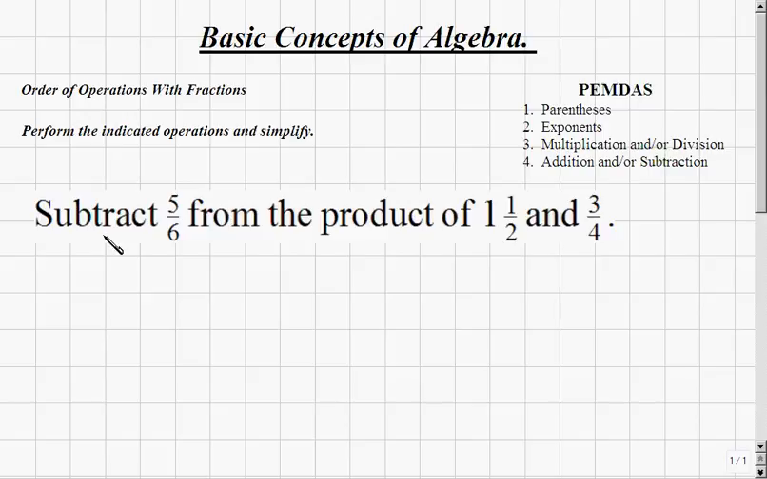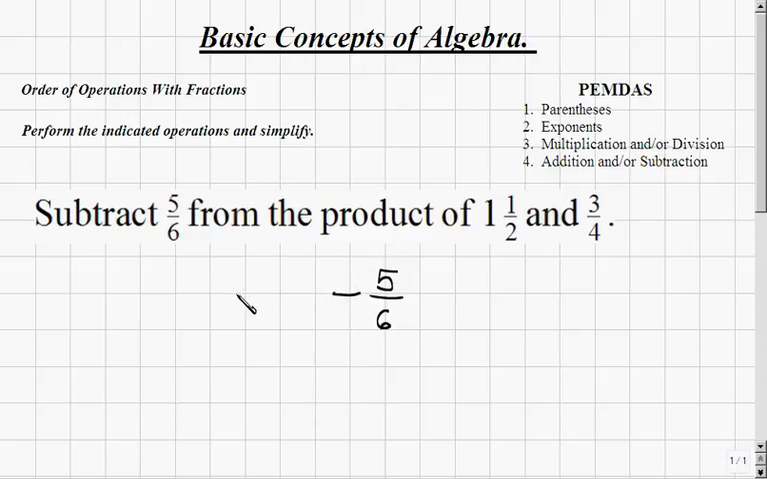Let's interpret the phrase "subtract 5/6 from the product of 1.5 and 3/4" into a mathematical expression and then use order of operations to simplify it to a final result. So to begin, word for word, we read "subtract 5/6 from." This sounds like we'll be taking 5/6 and subtracting that from something we're about to figure out.